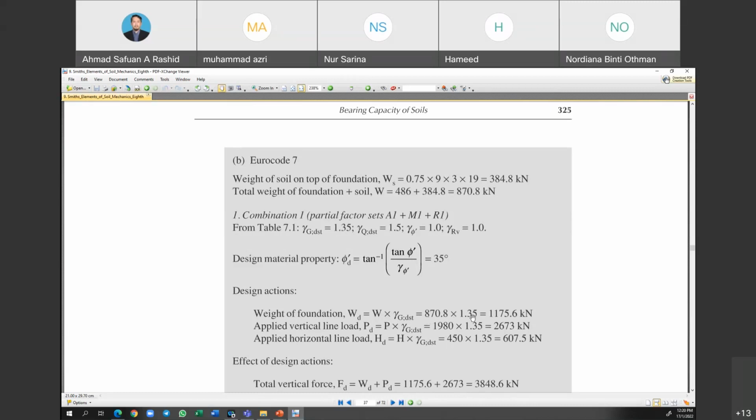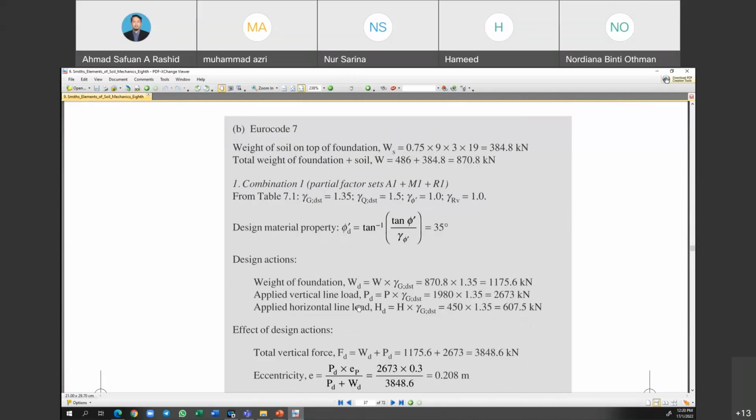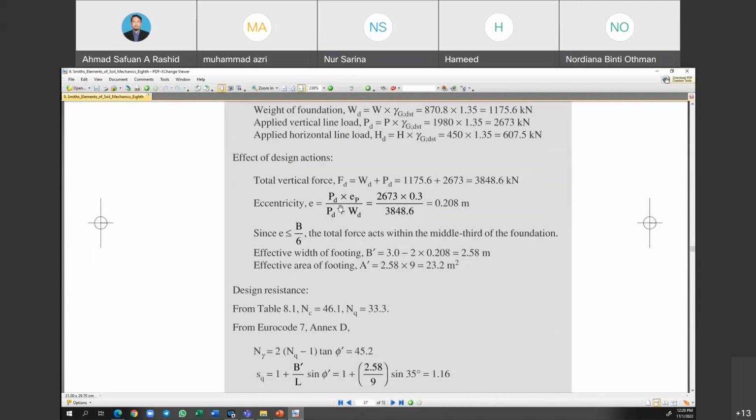Then for the width of the foundation, we just multiply by 1.35. So then that is for the FD. For this case, they only calculate for sample number B, the second question for the eccentricity, not for the first. So then we get the E, from the E 0.208. From there we get the B prime and also the A prime, the area.